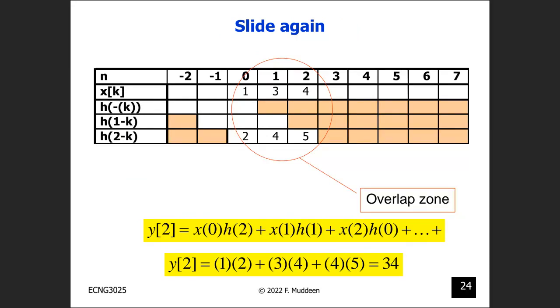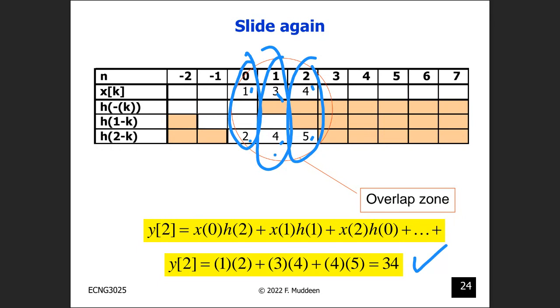X3, for n equal to 2 now, we shift hk down by another one. So look at the zone of overlap here. The zone of overlap is x naught h2 plus x1 h1 plus x2 h0. No other overlap here. So that is 2 plus 12 plus 20, which is 34.